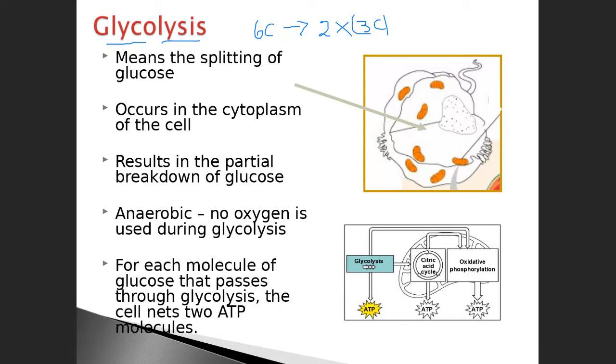So if you think about this, in order to get this process started, because it's about 11 enzymatic reactions, you don't have to know those. But in order to get this started, write this down: the cell has to use 2 ATP. But in glycolysis, the cell makes 4 ATP, so it nets 2 ATP. Are you with me? In other words, net means profit. Okay, with me? So let's fill out our chart.